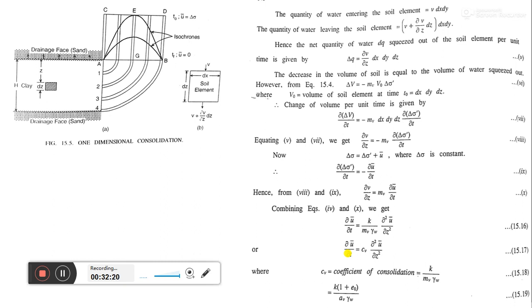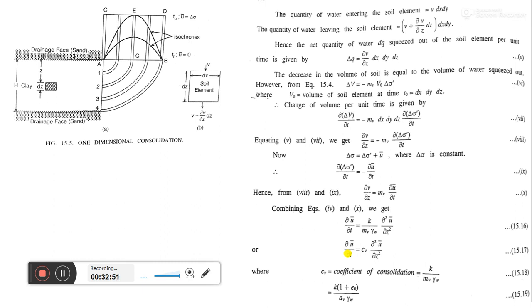So if anyone asks what is the coefficient of consolidation, it is CV, and it is k by mv into gamma w. K is the coefficient of permeability, mv is the volume change, gamma w is the unit weight of water. Again, k into (1 plus e0) by av into gamma w. Again one term is there, av.